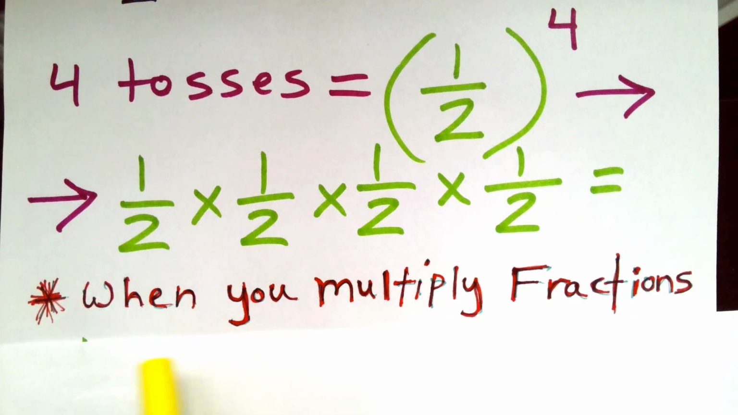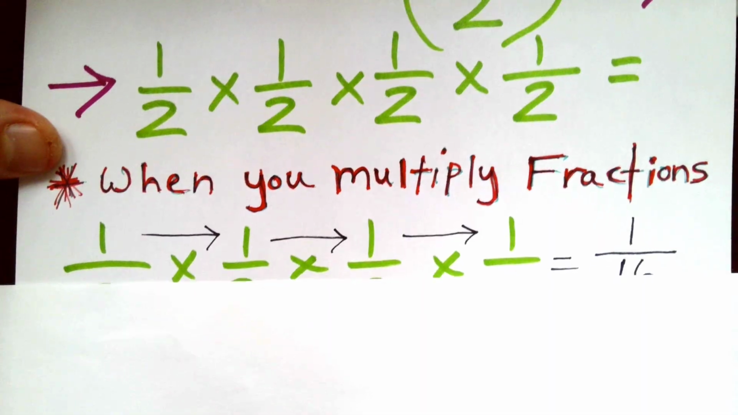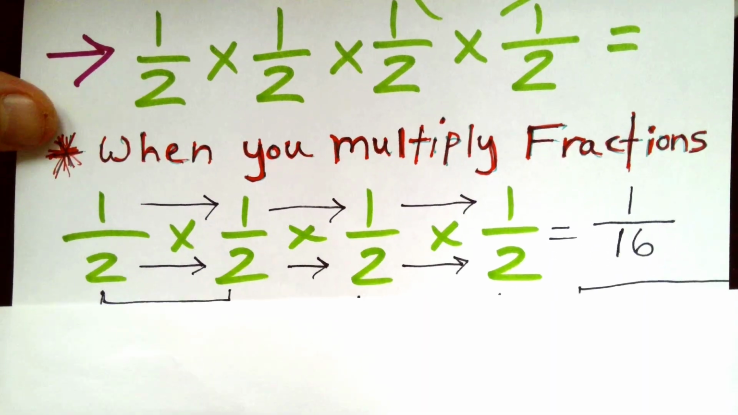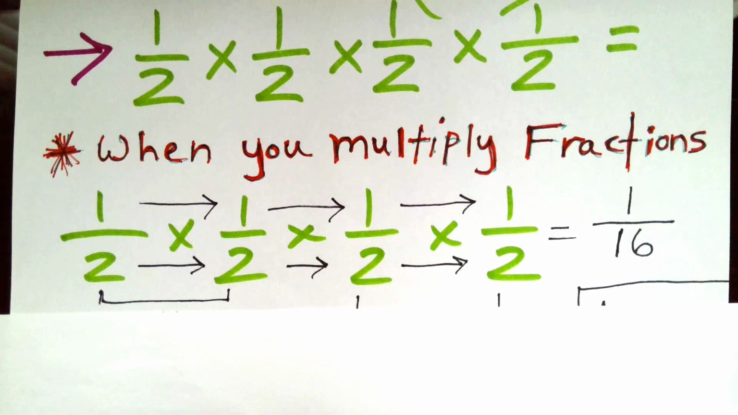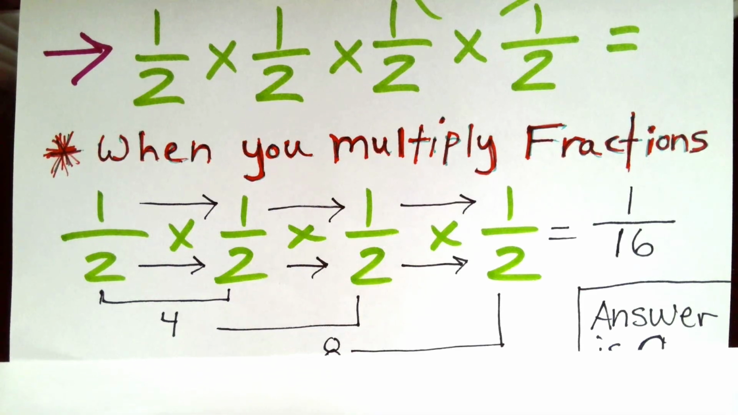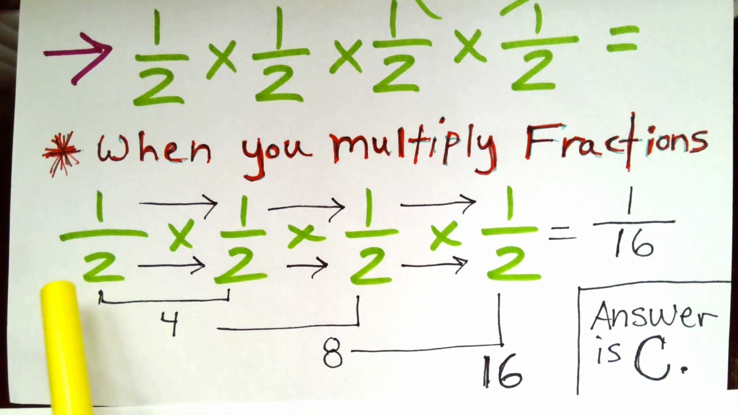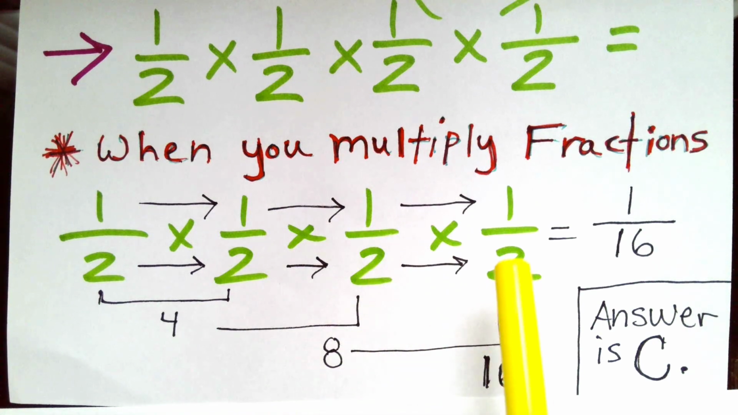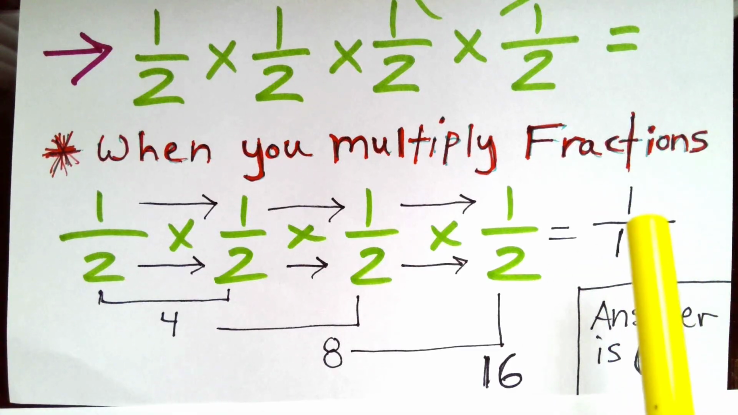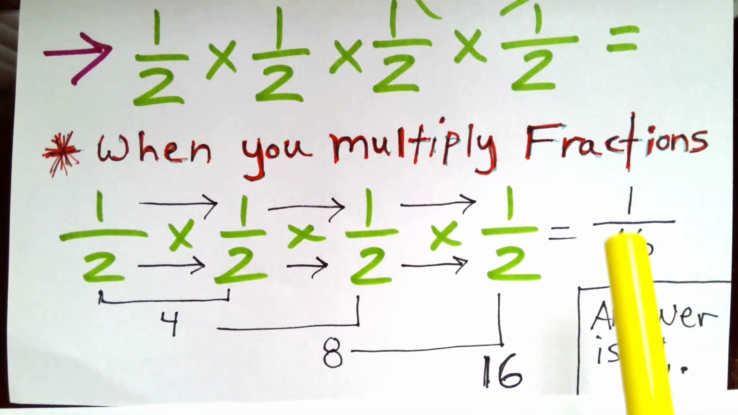All right? And you need to know when you multiply with fractions, we're going to multiply top to top to top and bottom to bottom to bottom. All right? What does that mean? Well, what's 1 times 1 times 1 times 1? That's 1. What's 2 times 2 times 2 times 2? It's a little trickier, but I'm going to show you here how to break that down. All right. So 2 times 2 is 4. 4 times 2 is 8. 8 times 2 is 16. So I have a 1 in the numerator, the top part of the fraction. I have a 16 in the bottom part of the fraction.